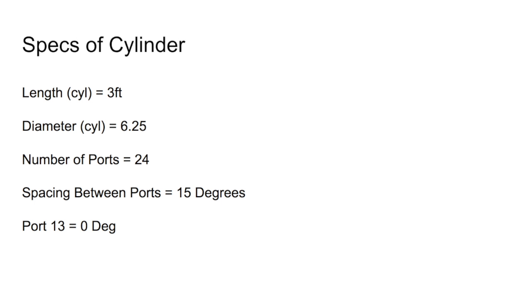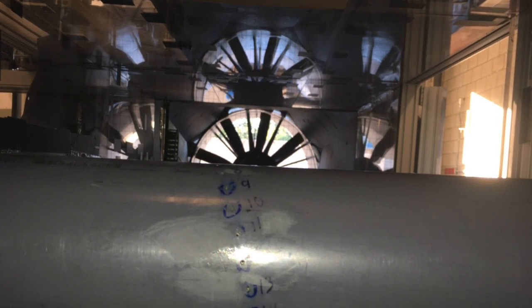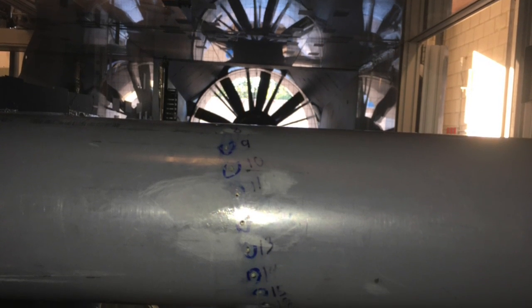A 3-foot-long cylinder with a 6 1/4 inch diameter was set to cover the full width of the wind tunnel. There are 24 ports total around the cylinder, spaced at 15-degree intervals, with port 13 being oriented perpendicular to the flow. Instead of all ports being in line with each other, they form a spiral around the cylinder so as not to induce turbulence on the neighboring ports. This allows for more accurate data readings.